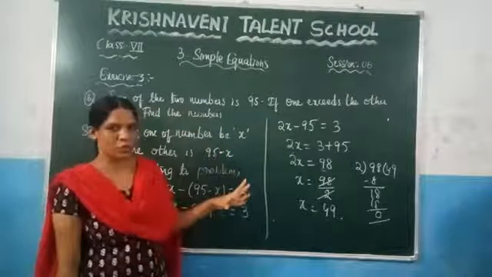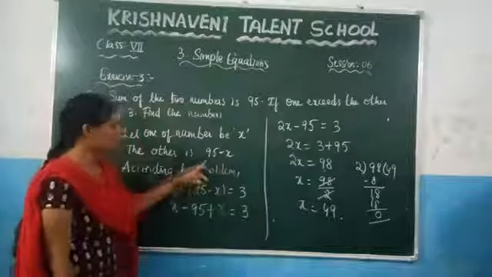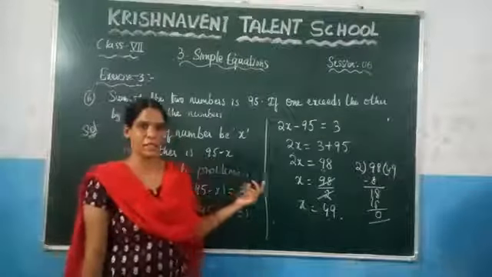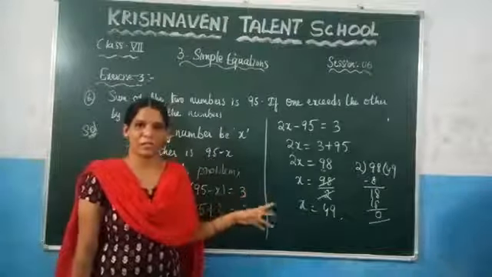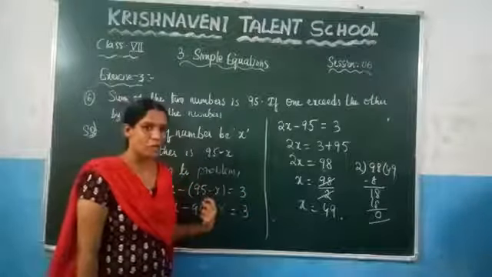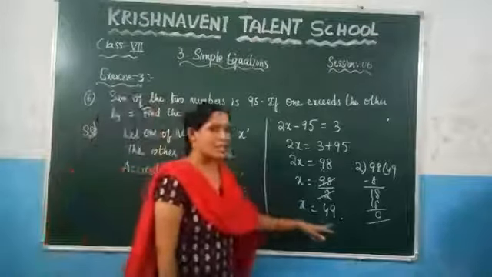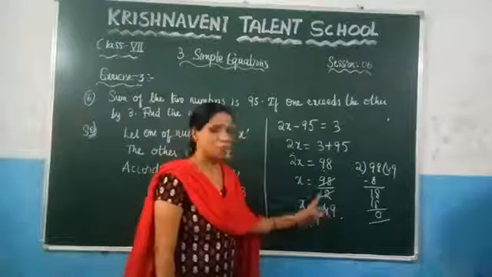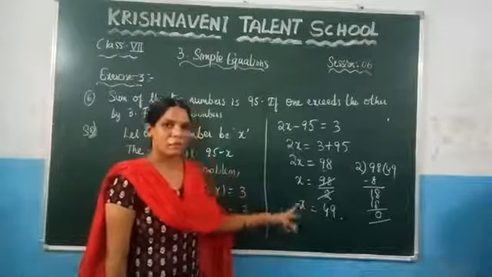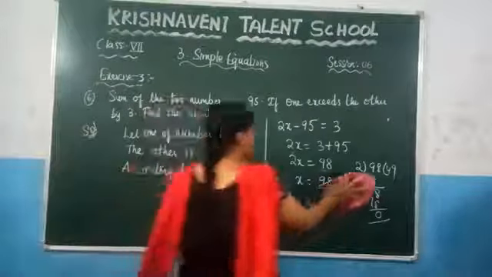What are the numbers you need to find? You got one number as 49, and what should be the other number? You just need to subtract from 95. Before, we took one example: if the sum of the numbers is 10 and you take one number as 6, what are we doing? We are subtracting 10 minus 6. Similarly here, we got one number as 49. If you want to find the other number, you need to subtract 49 from 95. So write it here.